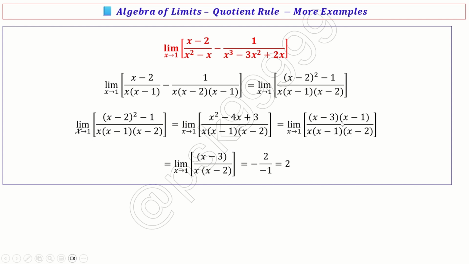Now I can cancel x minus 1 on both numerator and denominator. So I am left with limit x tends to 1, (x minus 3) divided by x into (x minus 2), which is nothing but 2. That's the answer. So hope you understand how to apply the algebraic tricks.